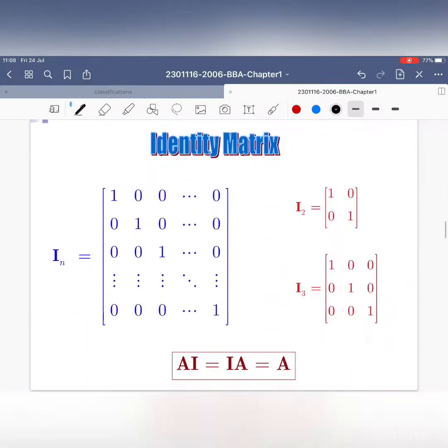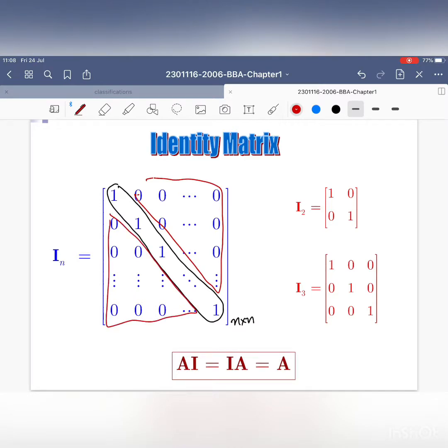And as we told you about the identity matrix, this one is the n by n matrix, and your main diagonal, they are all ones, and then the rest outside the diagonal, they'll be all 0. So this one is I2, this one is I3. And the property of the identity matrix is that if your A is the n by n matrix as well, and this is an IN, then your matrix A multiplied with the identity, or the identity multiplied with your A, will go back to the A itself.